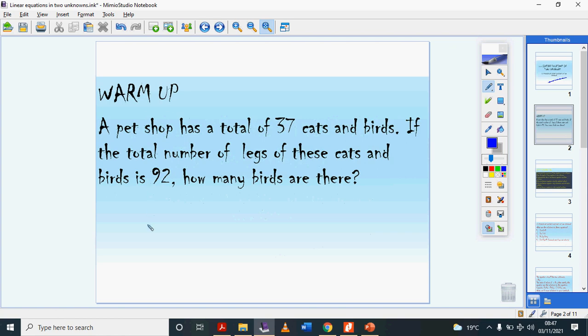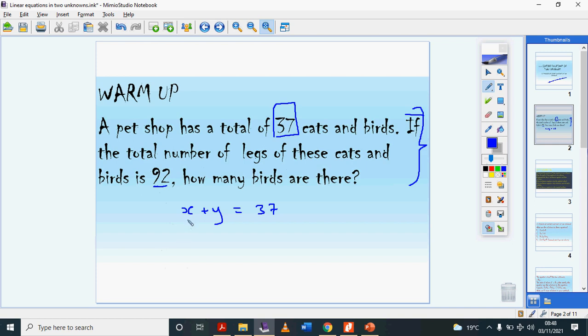So this question says a pet shop has a total of 37 cats and birds. If the total number of legs of these cats and birds is 92, how many birds are there? Right? So we can write an equation representing this. Obviously, you can work this out. But if it has a total of 37 cats and birds, let's say the cats are X and the birds are Y, that means they have a total of 37. And then it says the total number of legs is 92.